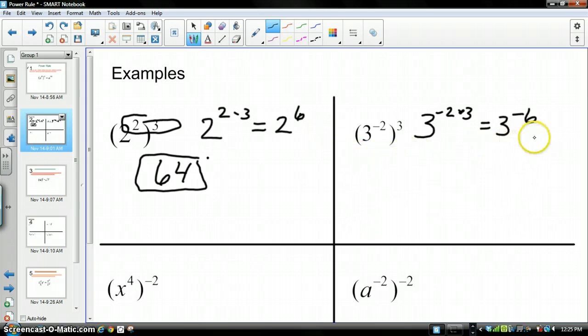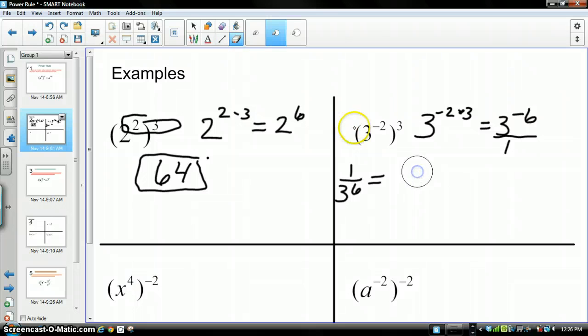To get rid of this negative exponent, we just need to flip it. So if it's in the top, you bring it to the bottom. If it's in the bottom, you take it to the top. So in this case, the negative exponent is in the top, so we just need to take it to the bottom, which gives us 1 over 3 to the 6th. 3 to the 6th equals 729, so our final answer is 1 over 729.